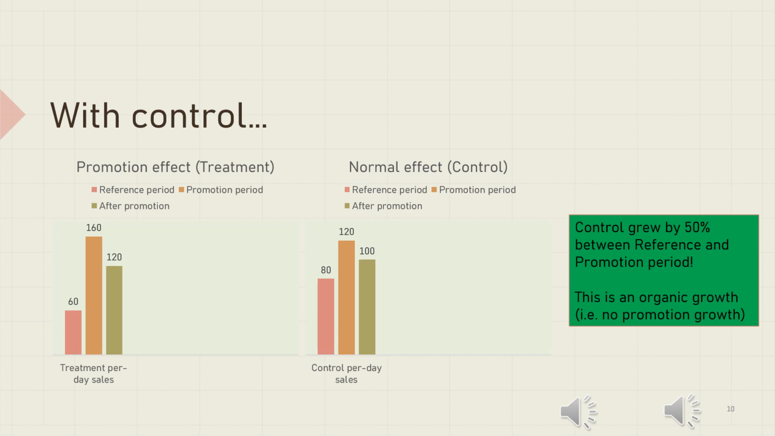One thing that I would recommend here, while measuring the control group rate of growth between the reference period and promotion period, is that you can also consider using quantities. Measure the number of quantities sold instead of looking at the actual sales numbers. Look at the quantities sold.